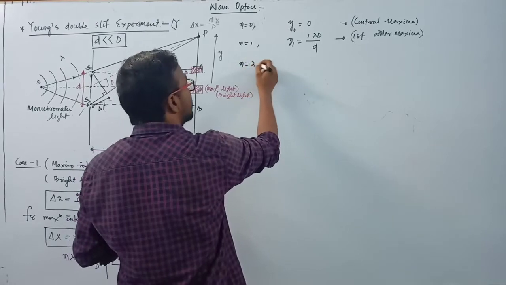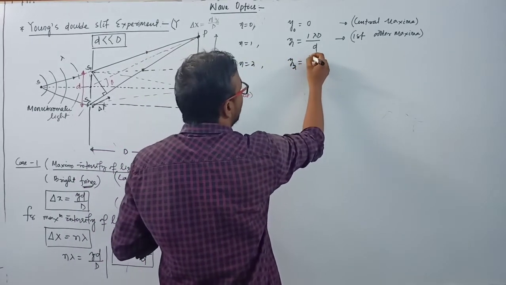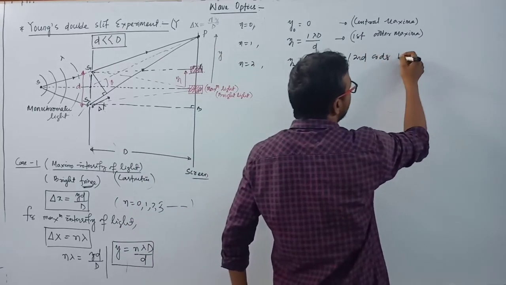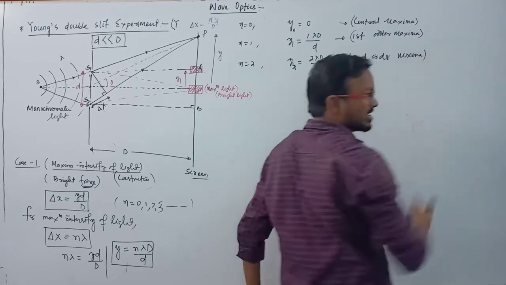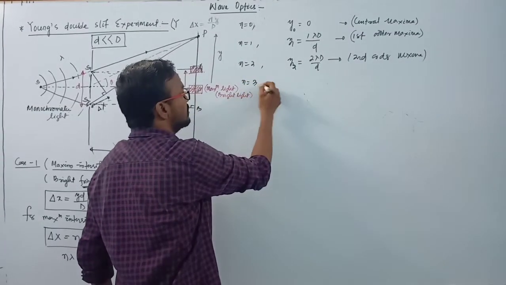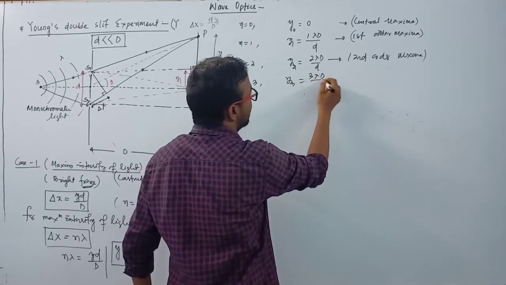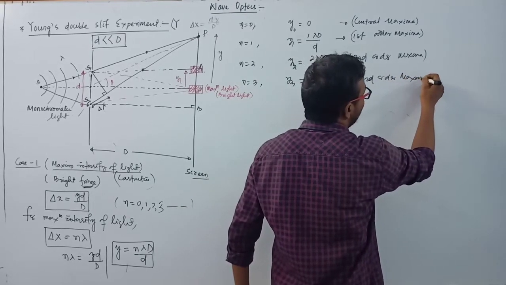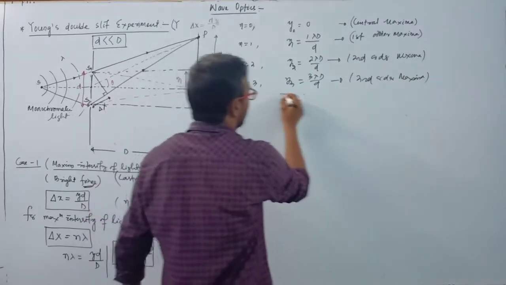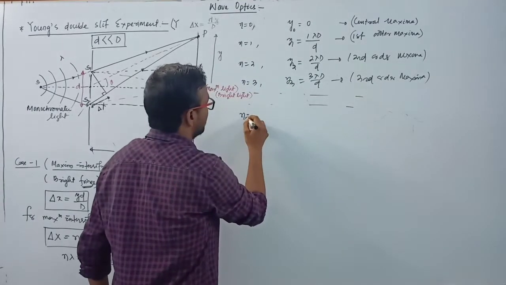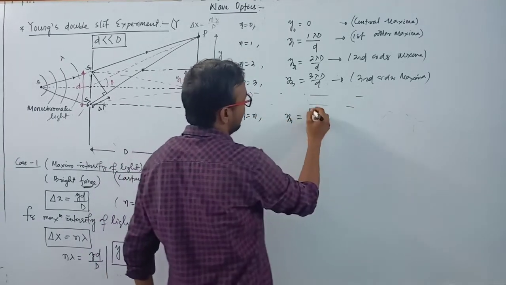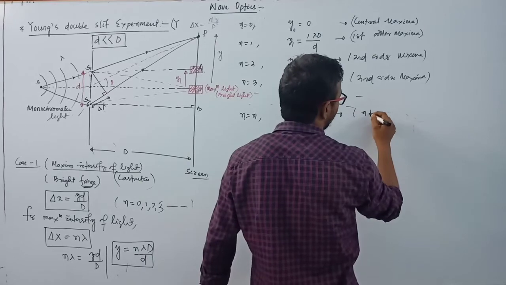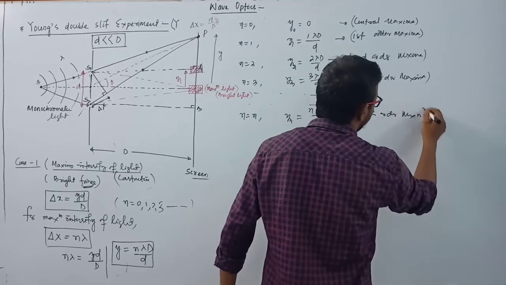Similarly, if you choose n equal to 2, then we get y2 equal to 2 lambda D by d, and this is known as second order maxima after central maxima. Similarly, n equal to 3, y3 equal to 3 lambda D by d, and this is known as third order maxima or third order brightness. Similarly, you can solve this relation by using this process where n equal to n. So we get yn equal to n lambda D by d, and this is known as nth order maxima on the screen.